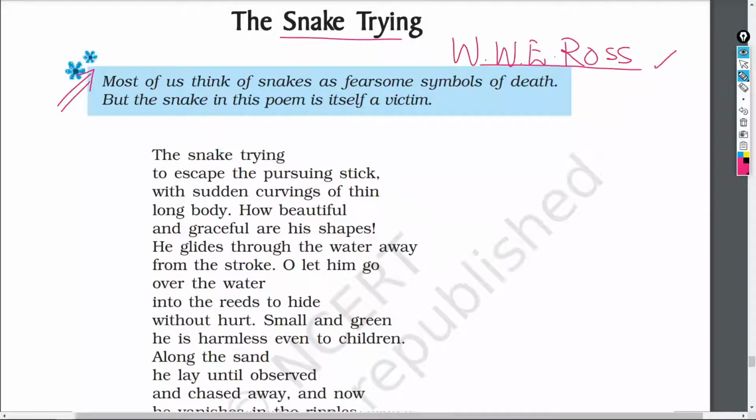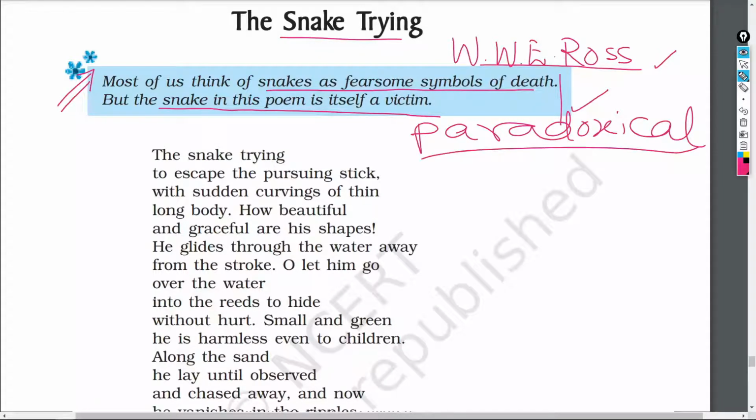Most of us think of the snake as a fearsome symbol of death, but the snake in this poem is itself a victim. So some sort of paradoxical idea is given here, my dear children. Paradoxical. When I tell you these words, you should refer to a dictionary and then you will understand. And I will also tell you, paradoxical means self-contradictory.